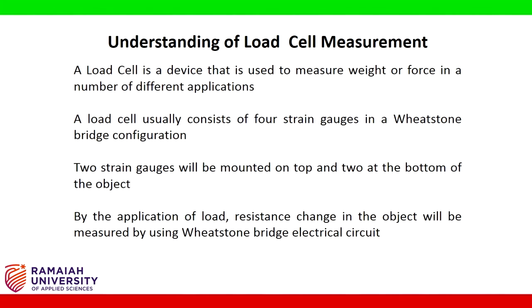A load cell usually consists of 4 strain gauges in a Wheatstone bridge configuration. 2 strain gauges are mounted on top and 2 at the bottom of the object. By the application of load, resistance change in the object will be measured by using the Wheatstone bridge electrical circuit. If strain gauges are under tension, then resistance goes up, and if strain gauges are under compression, the resistance goes down.